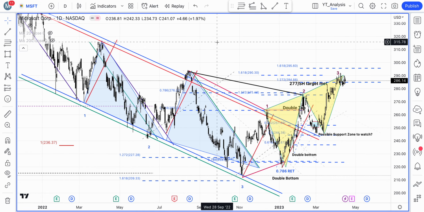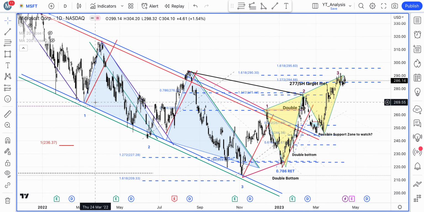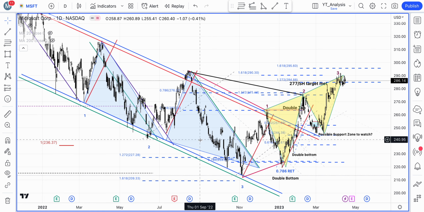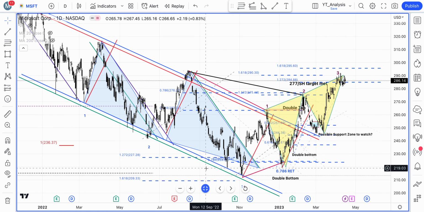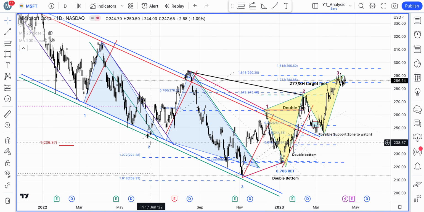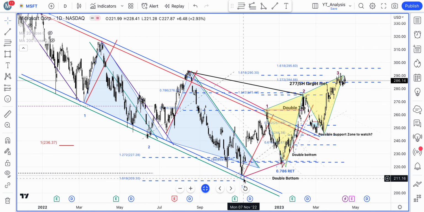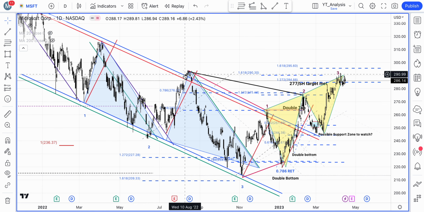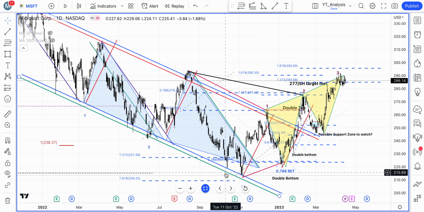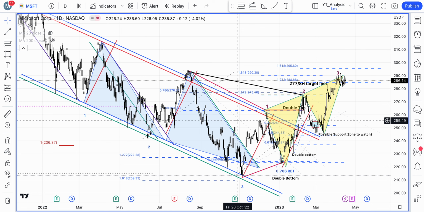And I would also like to draw your attention to this blue target triangle formed here. This pattern was a three drives to a bottom pattern when it was forming, and after it formed, the price has been moving higher. However, it wasn't on the first attempt that we found a bottom.